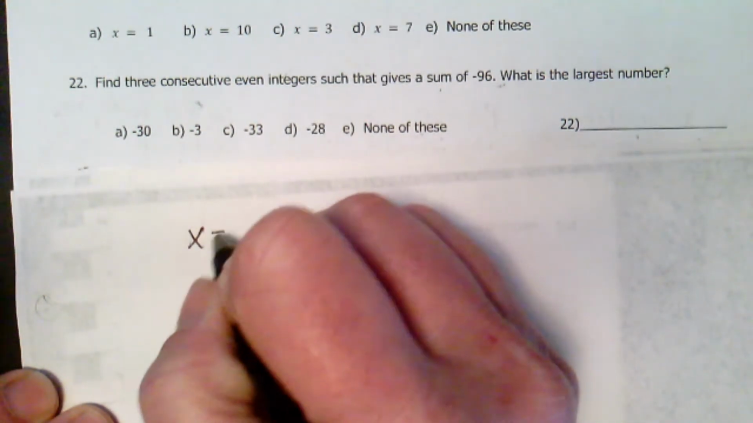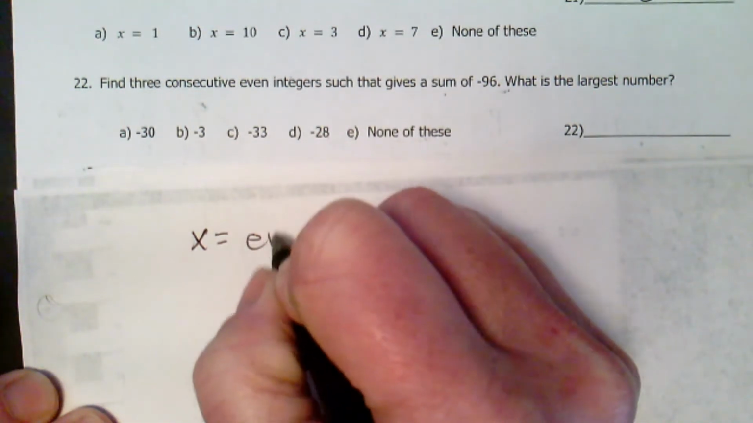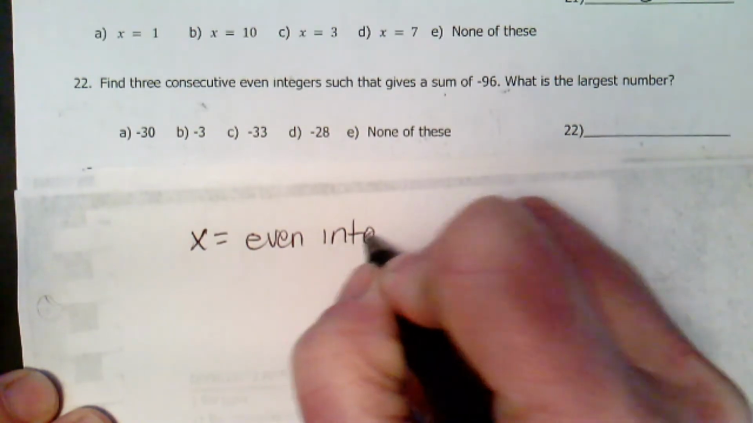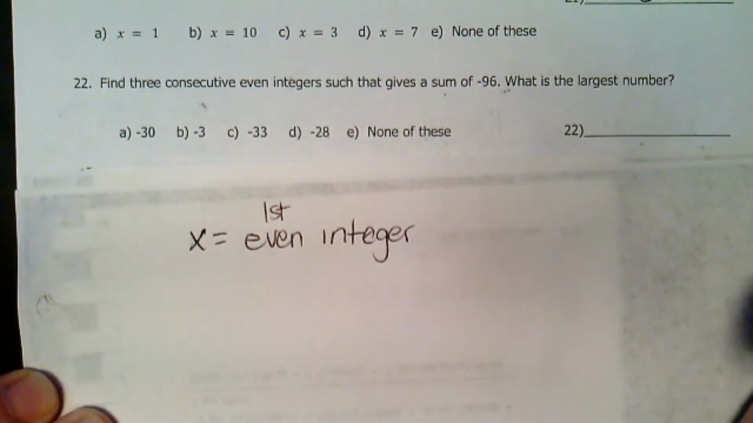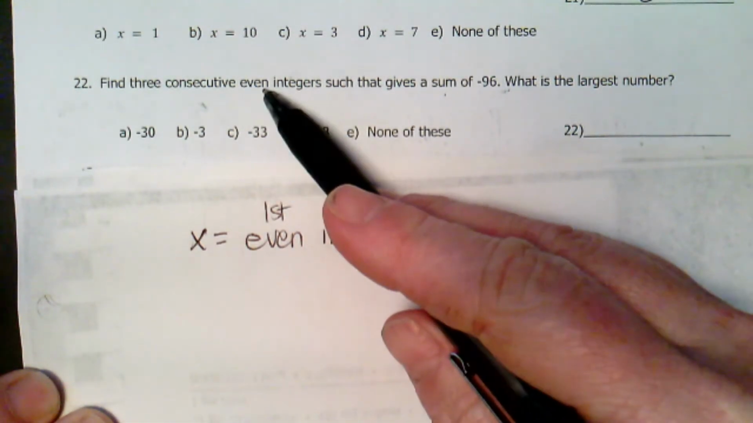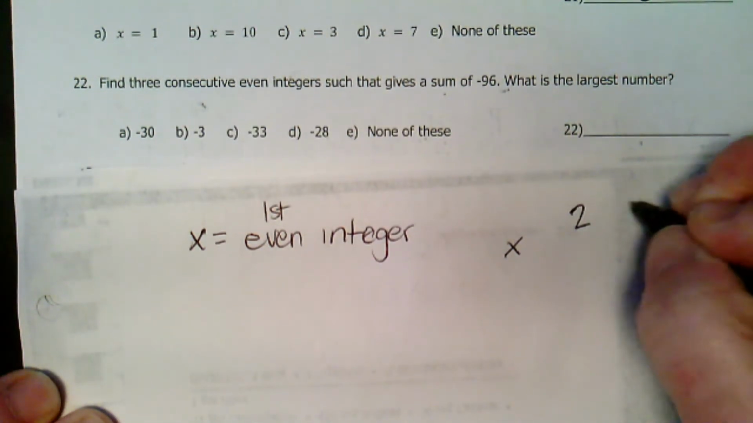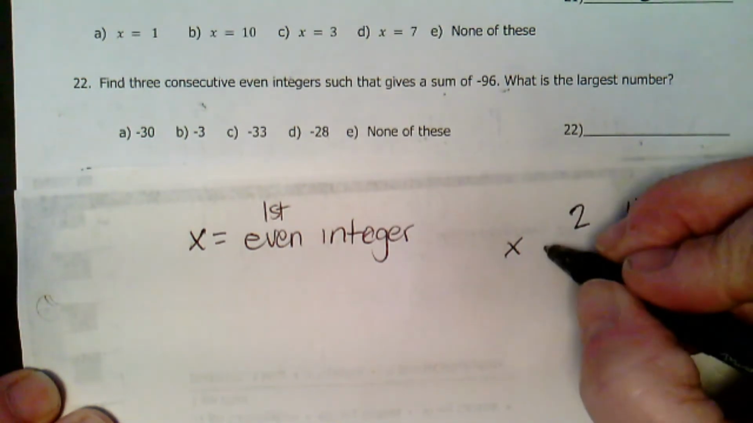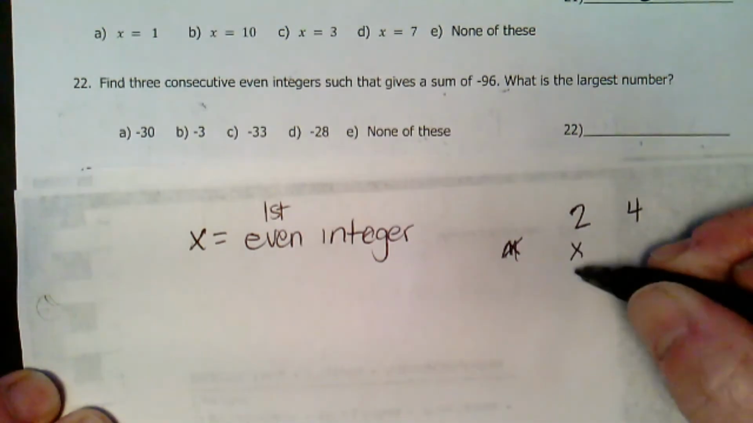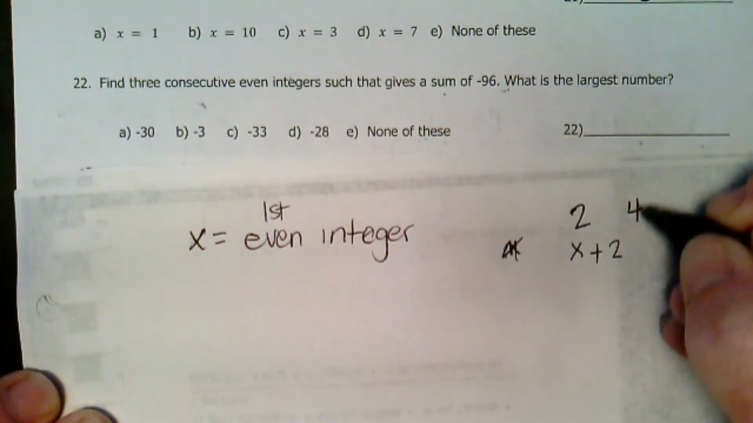Alright, 22. Find 3 consecutive even integers that give a sum of negative 96. What is the largest number? Alright, so first start with, what does x represent? It represents an even integer. And we can just say it's the first even integer. Consecutive means in a row, and even means 2, 4, 6, 8. So if you have 2, to get to the next one, which would be 4, let's say our mystery number, we don't know what it is. Let's say we know it's an even number, but all we do to get to the next one is just add 2 to it.